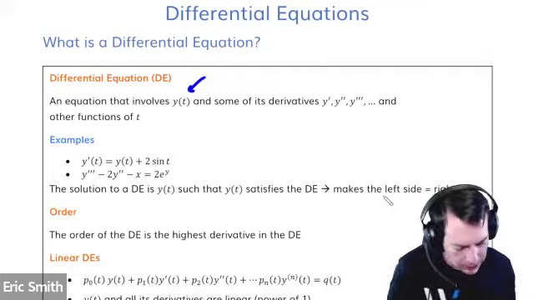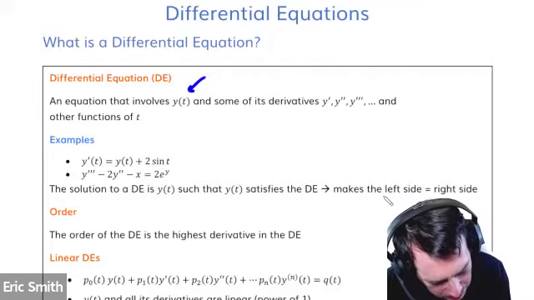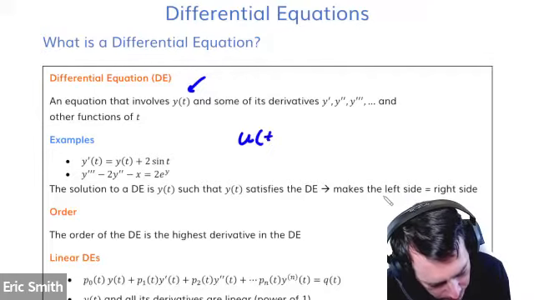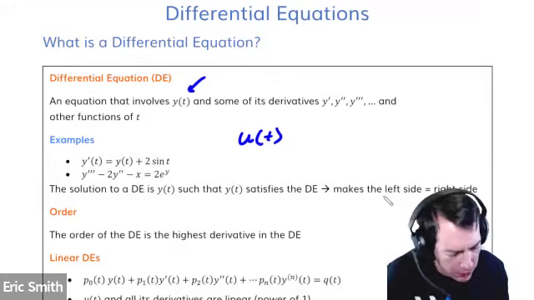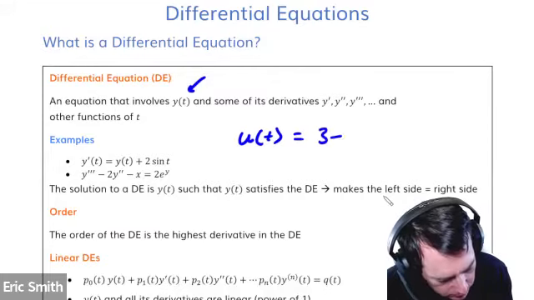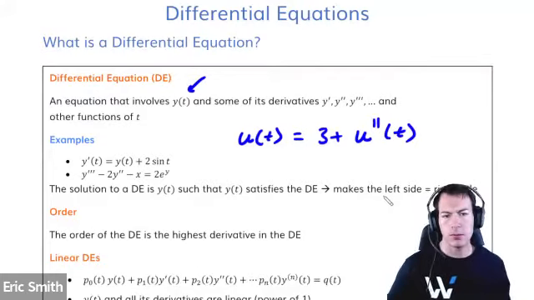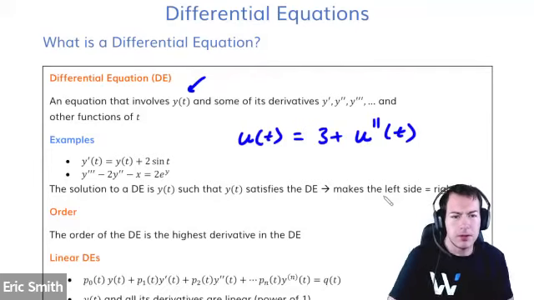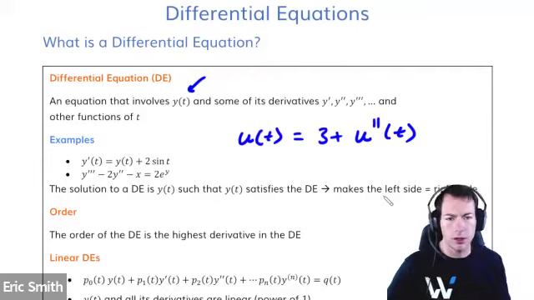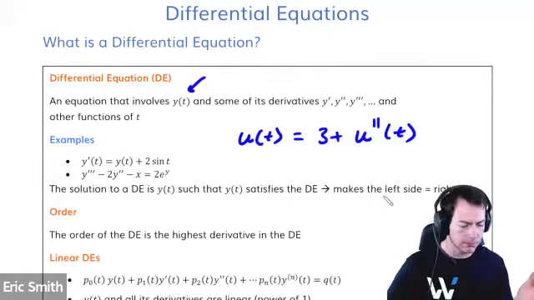That's okay. Again, the key fact for what makes a differential equation is that we're taking some sort of function, putting it into an equation, and it's related back to its derivative or higher derivatives in some sort of way. So I just completely made this up off the top of my head. I have some unknown function u. It's equal to 3 plus the second derivative of that same function. There we go. That is a differential equation.